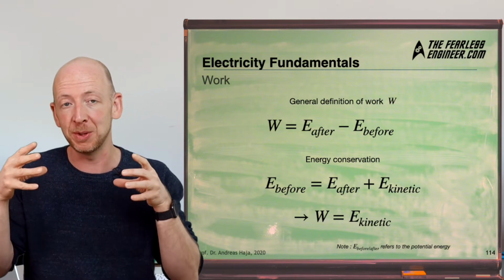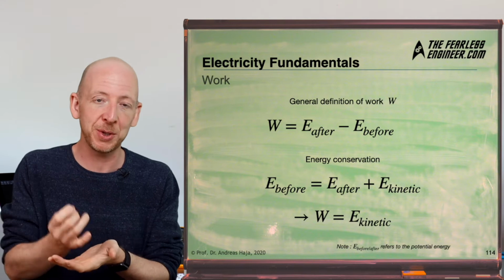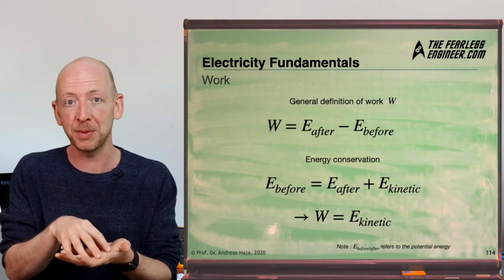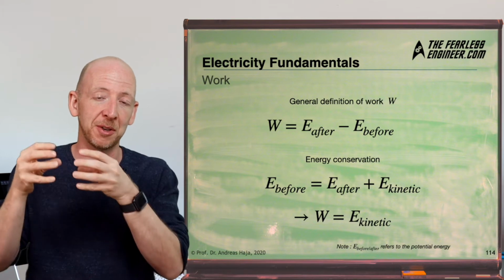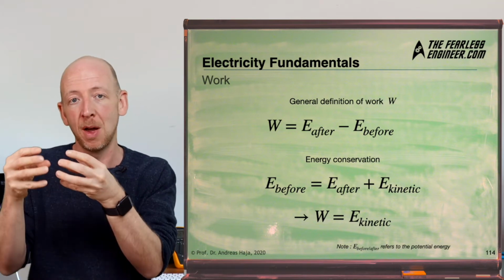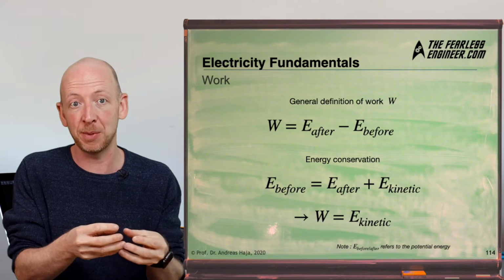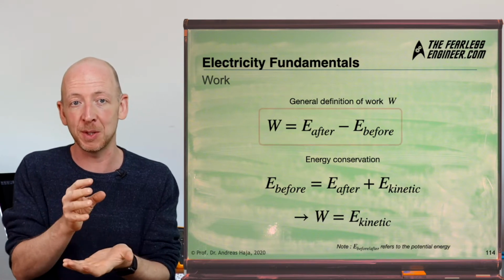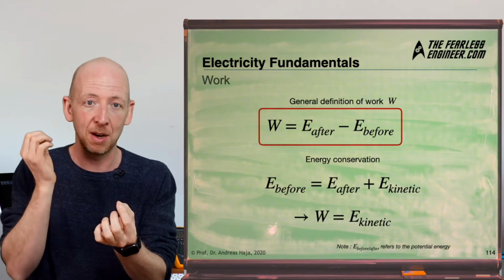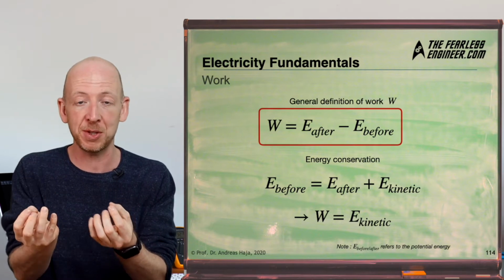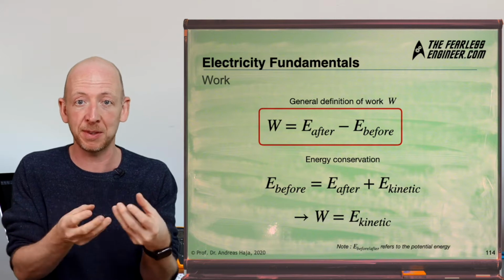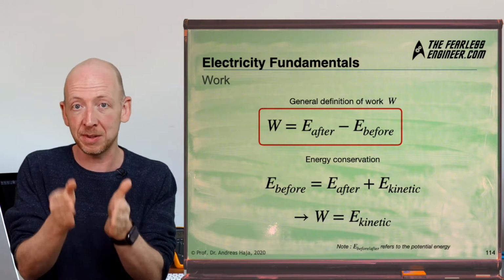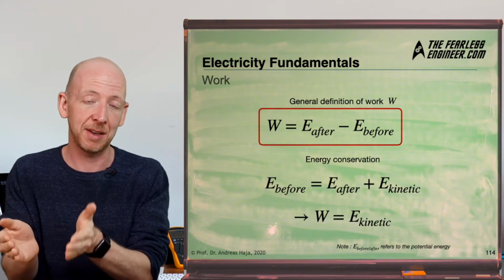But in order to come to a definition of electric power, we must first discuss the meaning of the term work. And when we generally talk about work being performed, we are usually referring to the conversion of a system's energy from one form to another form. For example, from potential energy to kinetic energy. And the work that is performed corresponds to the difference between the original form of energy before the conversion and after the conversion. And you can express this in a formula, for example, writing it as the work W equals energy after minus energy before.